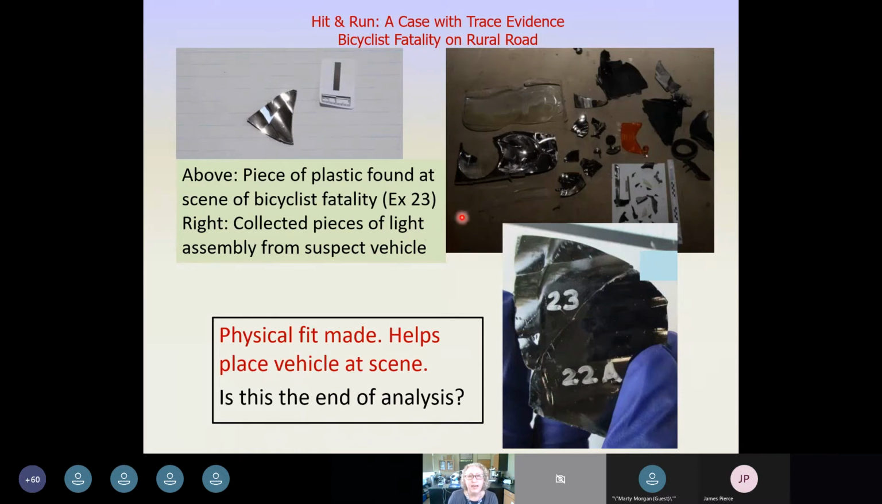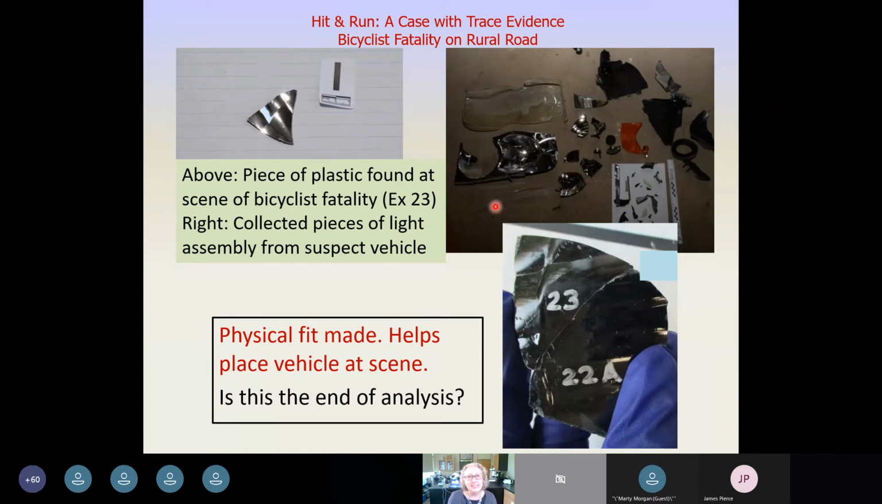So the first thing that we looked at in the trace section was, here is that light assembly that has been disassembled, and all the broken pieces that were still present on the vehicle were submitted in a big paper bag. So you can see there's some reflective pieces, clear, orange, black plastic, and so forth. And then this is the piece that was found at the scene. So we're looking to see, is there a physical fit between this scene piece and any of the pieces from the vehicle? And yes, indeed, there was a physical fit. This was designated Exhibit 23. You can see it here, and it fits up with one of the pieces here. I can't remember which one.